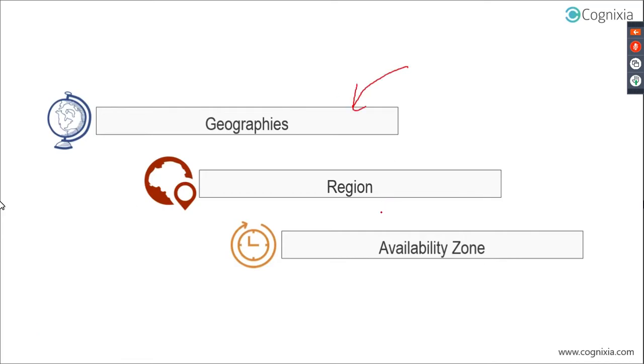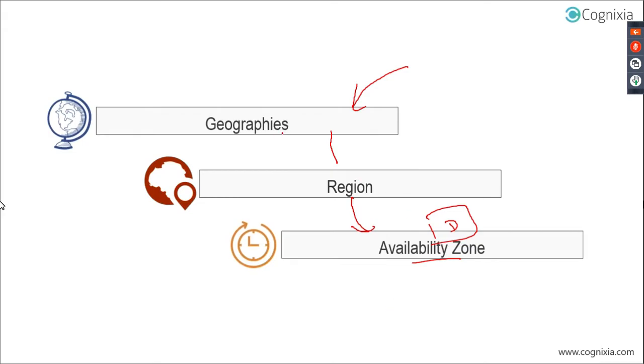They are in geographies. Inside one geography, there would be at least 2 regions. Inside one geography, like Asia Pacific, Australia, Brazil, Canada, China, Europe, France, Germany, North America, South America, and UAE, we have different geographies where we have regions. Inside one region, there would be availability zones. These availability zones are known as data centers. These are basically physical data centers.